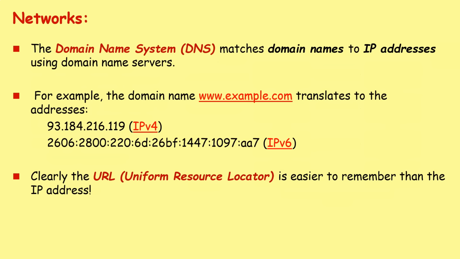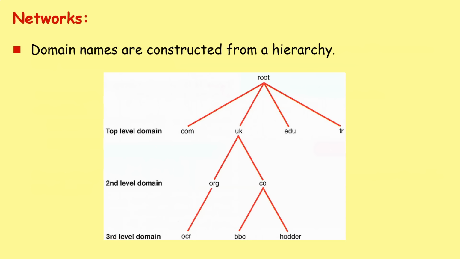The domain name system, DNS, matches domain names to IP addresses using domain name servers. So for example, we can take a domain name like example.com and translate that into an IP version 4 or an IP version 6 address. Remember, we need URLs, Uniform Resource Locators, the full web address, because it's easier to remember than an IP address. People are very bad at remembering long strings of numbers. Domain names are constructed from a hierarchy. So again, you can see the example there, like bbc.co.uk, for example.